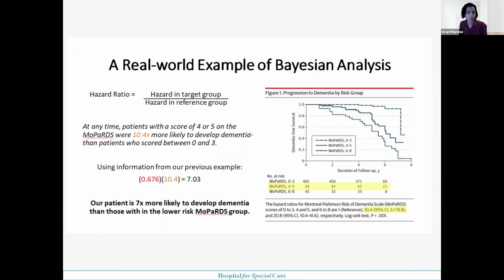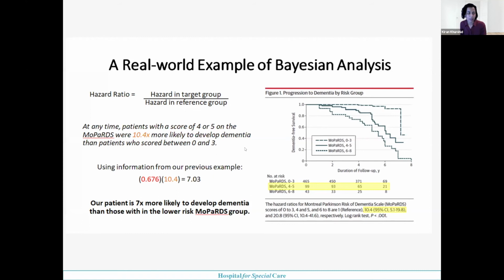data. So for example, if we want to take a look at this figure here that looks at hazard ratios, we find that at any time, a patient with a score of 4 or 5 on the MOPARDS was about 10 times more likely to develop dementia versus those with a lower score. So if we pull out that value that we calculated earlier in the talk, and we multiply that by 10, that tells us that this particular patient is 7 times more likely to develop dementia or to convert from MCI to dementia in a Parkinson's sample.